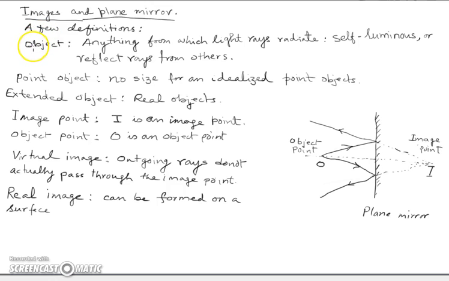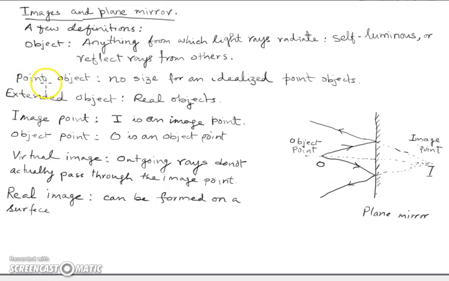So object, whenever we say object, an object is anything from which light rays radiate, and objects can be self-luminous, for example a burning bulb or lamp, or it can be an object that reflects rays from others. So we can see each other. We are not self-luminous, but when sunlight or room light is falling on us, that reflected light is falling on our eyes and we can see that, right? So an object can be self-luminous or reflect rays from other sources.